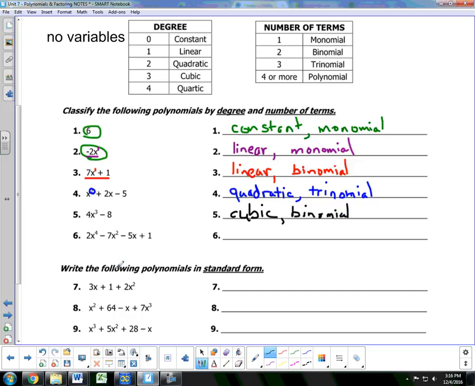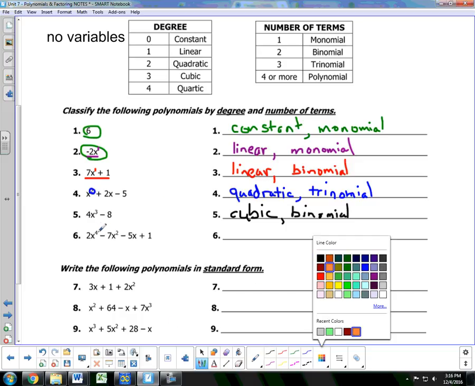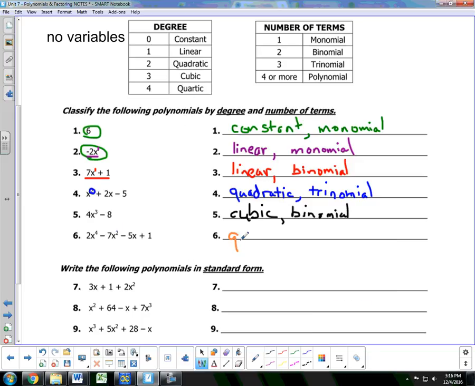Okay, and this next one, the highest power we see there is degree 4. Okay, so that is a quartic. Quartic. And it's got 4 terms. We don't have a special name, so we'll just call it a polynomial. And technically all of these are polynomials. We just have more specific names for some of them.